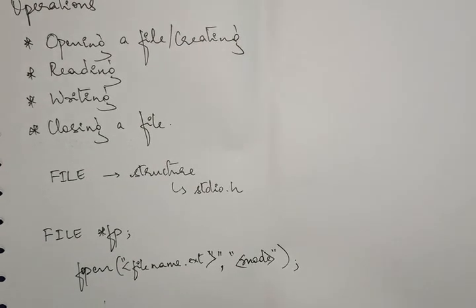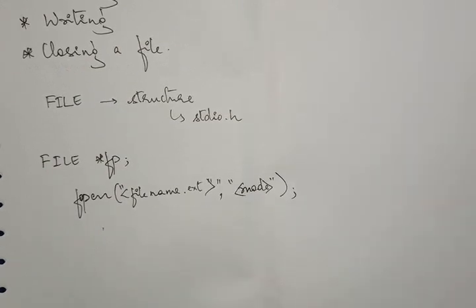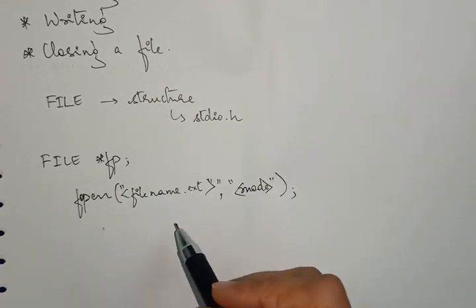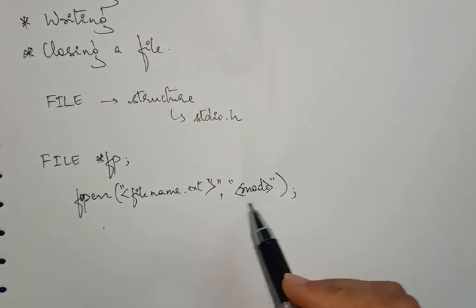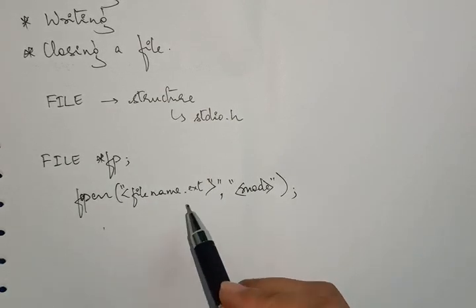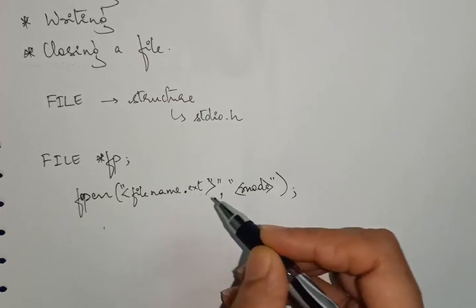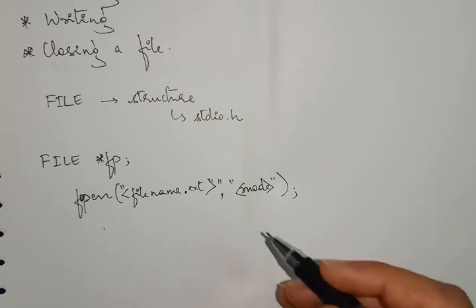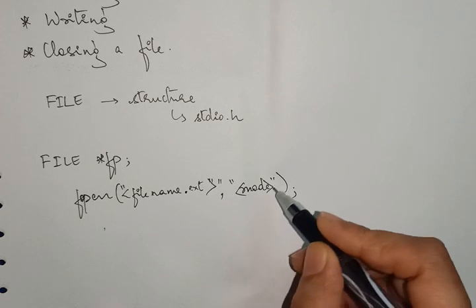Now let's see how to create a file or open an existing file. fopen is the function used to create or open a file. It takes two parameters, the first one being the file name with its extension. You can give it without an extension also. Later, when you have to open it, you have to give the program in which it has to open. That's all. The file type you have to open.